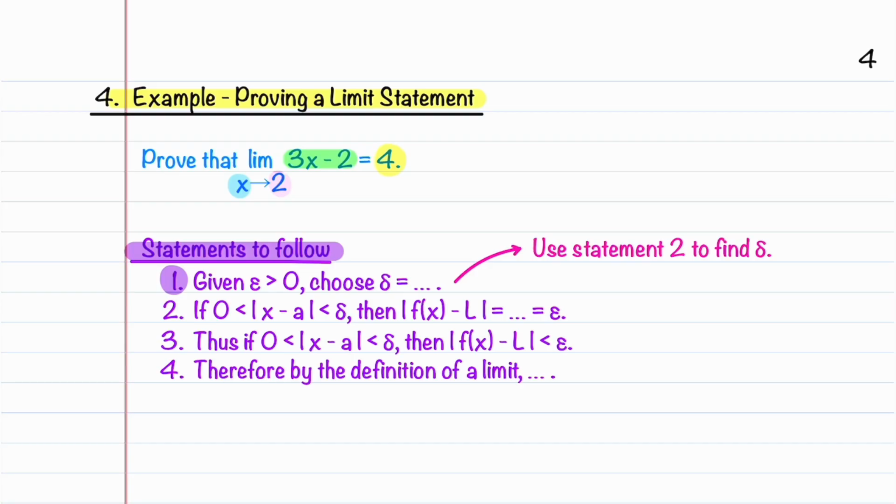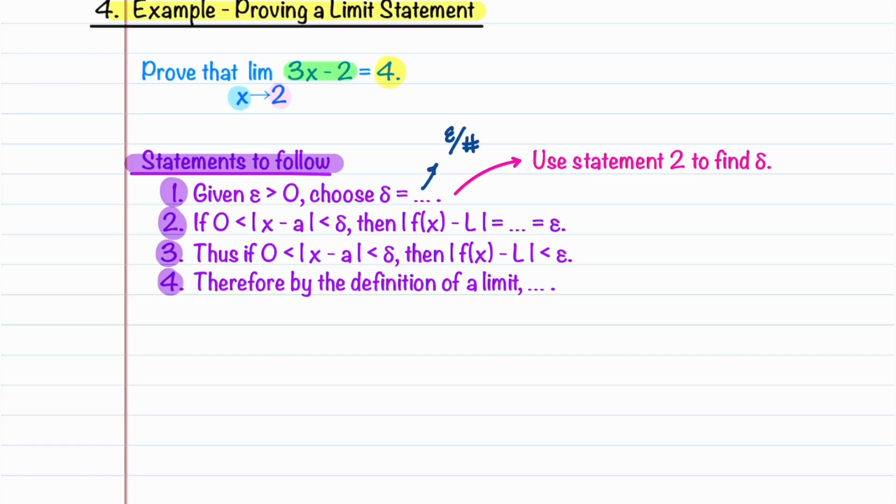It says, given epsilon greater than 0, choose delta equal to... We have to fill in what that is, and it is going to be epsilon divided by some number. We are going to use statement 2 to find that number. What actually happens in practice is you start with statement 2 and you find delta. Then you go back and write statement 1, statement 2, and then statement 3 and 4. Let's go through our example so you can see exactly how this works.